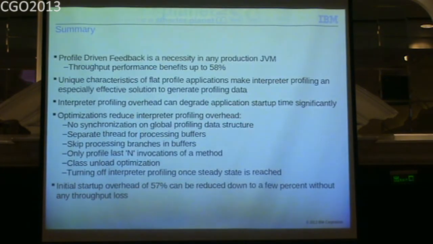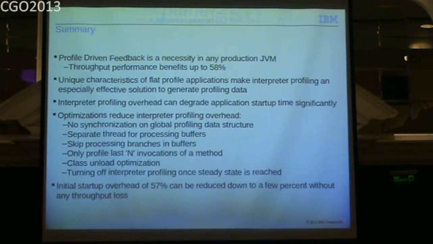And you can see, again, for all the other benchmarks as well, there was no regression in throughput. So now a summary. Profile-driven feedback is necessary in any production JVM to obtain peak throughput performance. And some applications have unique characteristics that make interpreter profiling a great solution to generate profiling data. But doing so can significantly degrade startup time.